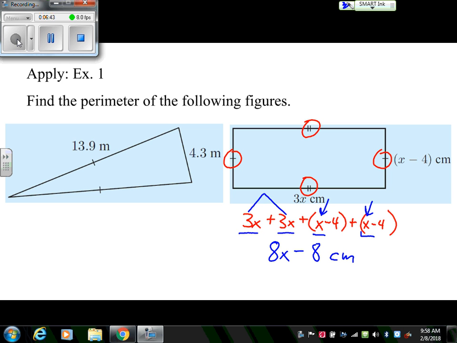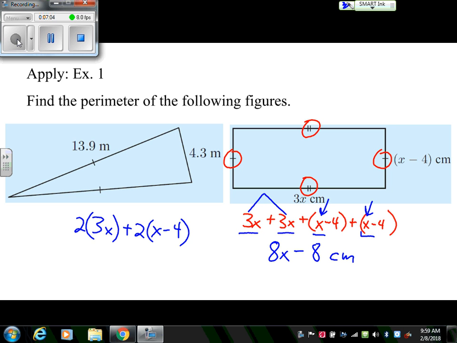But that's all we really have to do at this point, 8x minus 8. Now, as I showed on the previous example, what we can also do is we can take the two sides that we have. We had a 3x, and we also had this x minus 4, but there were 2 of each of those. So I can simply multiply both of those by a 2.